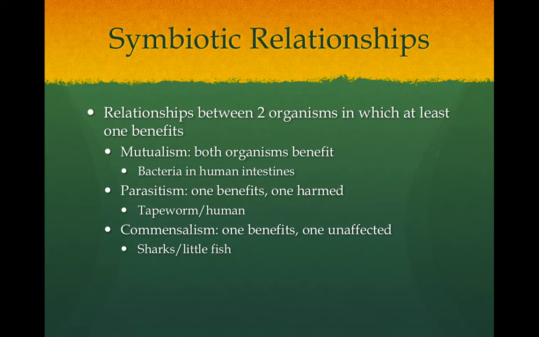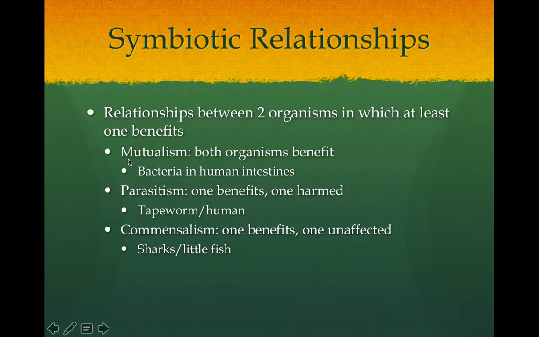This is relationships of different species. So it's not the same type of animal or organism. It's two different species of organisms that choose to live together because one of them will benefit at least. And we have three types. And this slide will just give you the definitions, but then we'll see some good examples that will make it easier to understand.